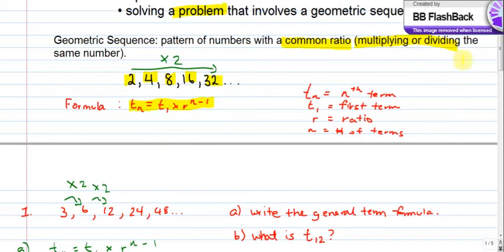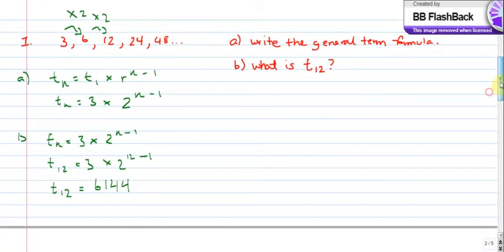So let's have a look at our first example. As you can see, the first example is 3, 6, 12, 24, 48, and so on. So first let's see if there's a pattern. From 3 to 6 you multiply by 2, from 6 to 12 you multiply by 2, and that's the same for everything else. So we found out that our ratio is 2.